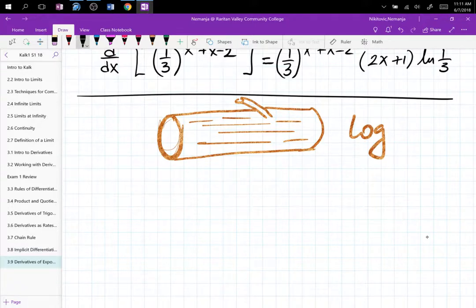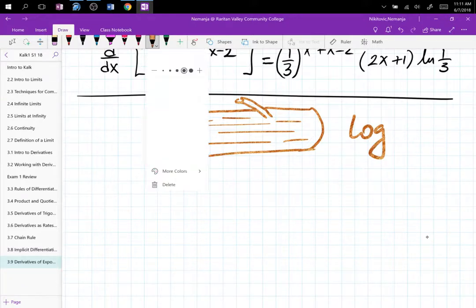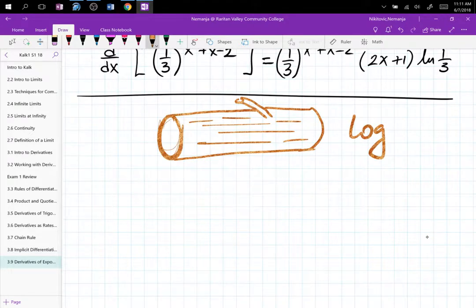First, let's talk about logs in general before we go and do derivatives of logs. Just notice that I haven't done this over here. No coffee. Much better.